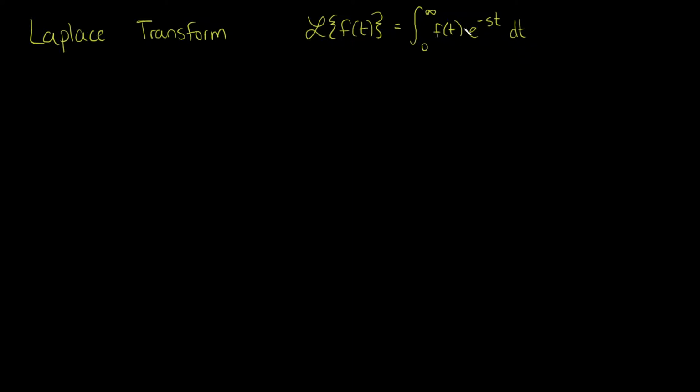That's it. And notice, you're taking the Laplace transform of a function of t, and because this is an improper integral, the only thing you're left with is this s right here. So the Laplace transform itself is going to be a function of s.